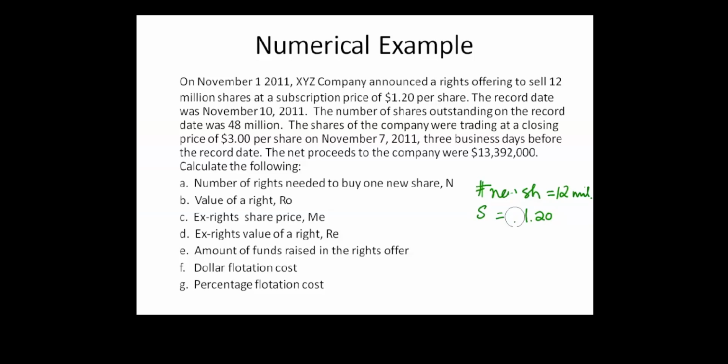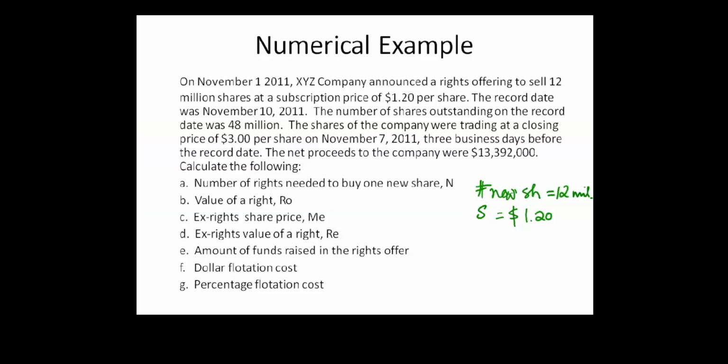Well, that was messy. So $1.20, and let's see. Okay. The next sentence gives us the record date and the X rights date.